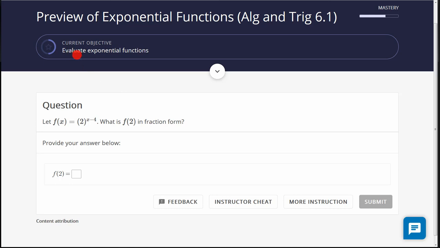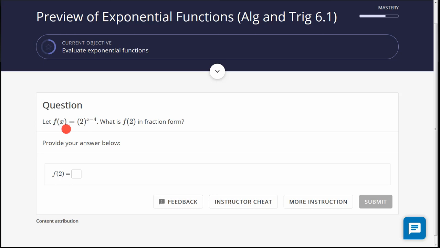In this video, we're going to talk about exponential functions, and in particular we want to evaluate exponential functions. This isn't really such a big deal. It's kind of just an exercise in: do you understand function notation, and do you understand the basic rules of exponents?